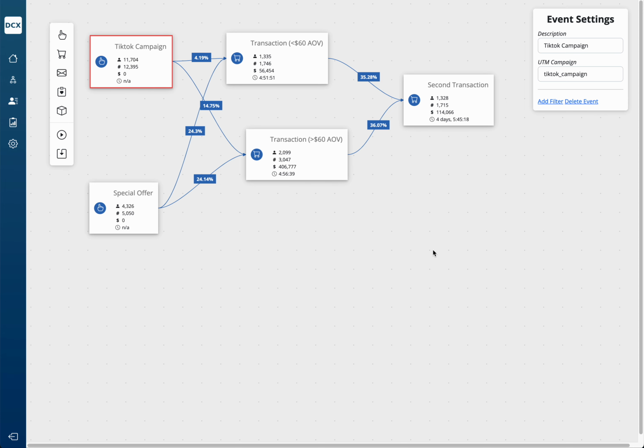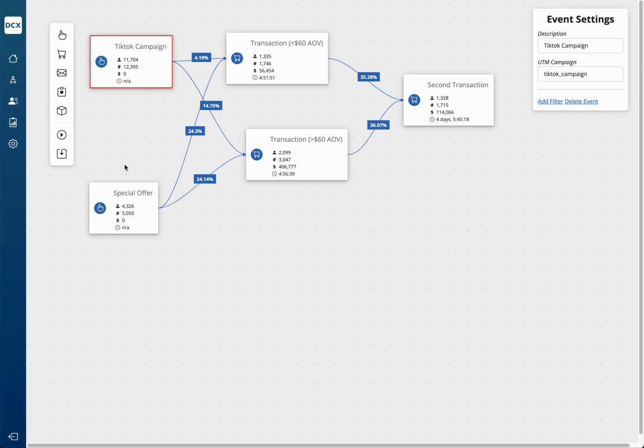What is also really interesting here is we added a second transaction to see what happens after the first transaction. What's really positive here is that in both cases, there's about a 35-36% conversion rate from the first transaction to the second one, which means that regardless of average order value, regardless of source of the transaction, the longer term loyalty actually is pretty consistent.